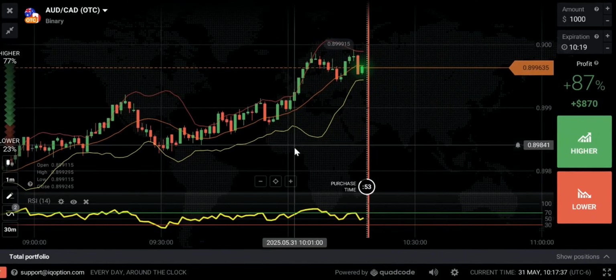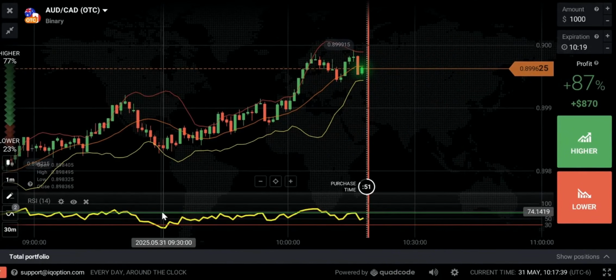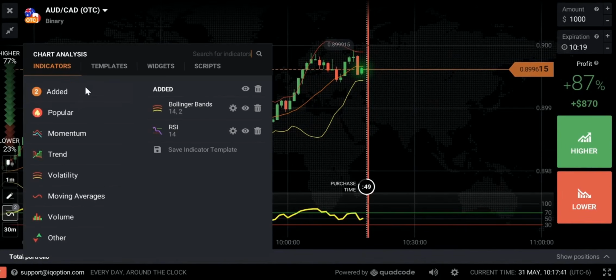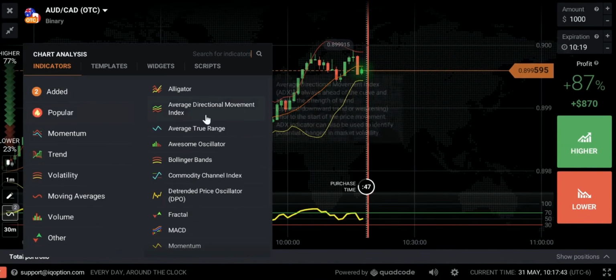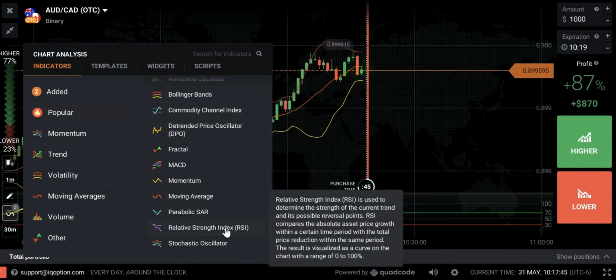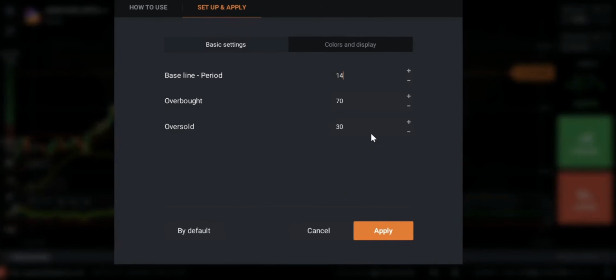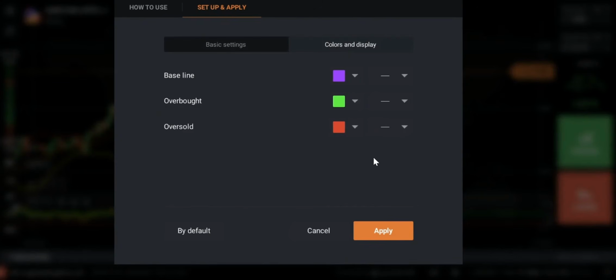And then we have the RSI, which is the one down here. You can also find the RSI here. It's right here, relative strength index. We leave it as it is. I did change the colors a bit, but overall it's the same. You can set the colors however you like.